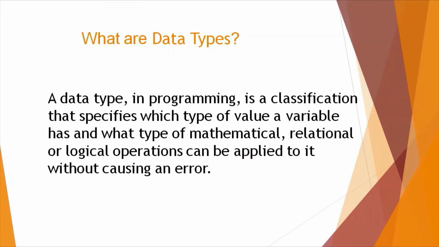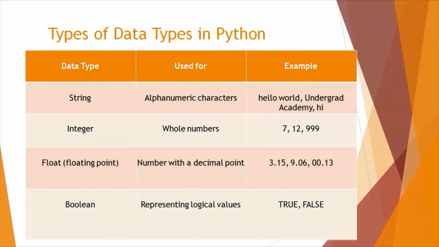What are data types? A data type in programming is a classification that specifies which type of value a variable has and what type of mathematical, relational, or logical operations can apply to it without causing an error. So here we have the types of data types in Python. The data type name is string. It is used for alphanumeric characters, for example hello world, undergrad academy, hi, hello, anything in string form.